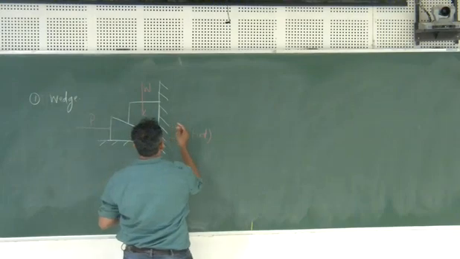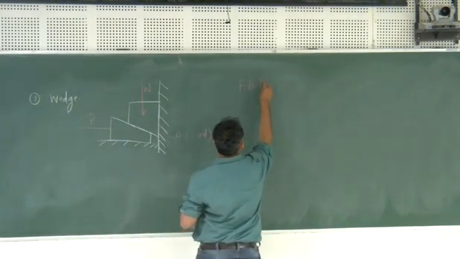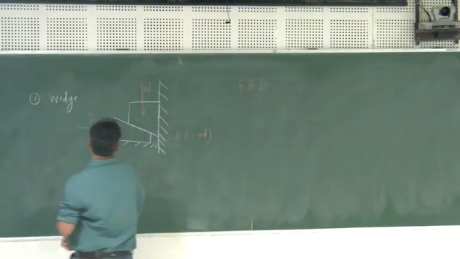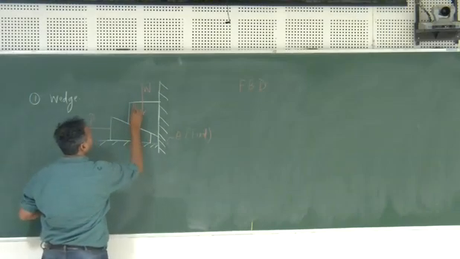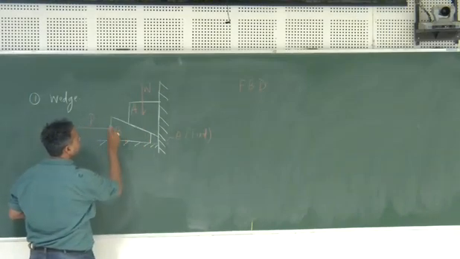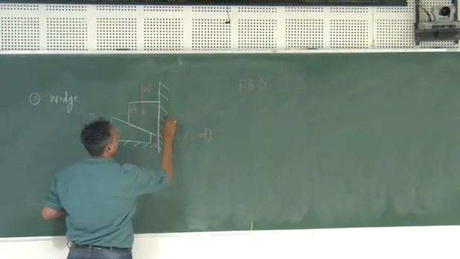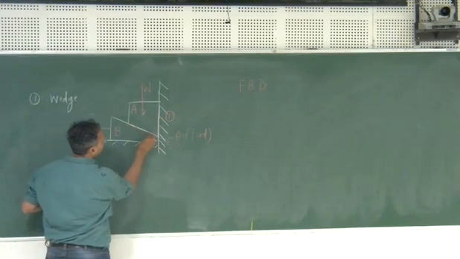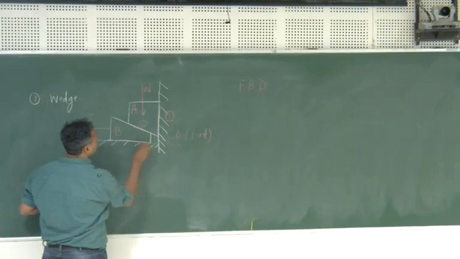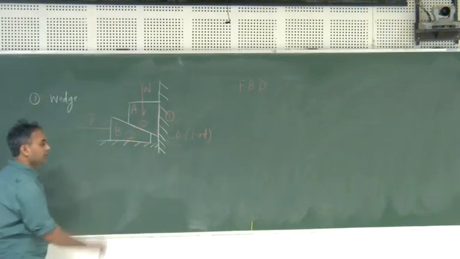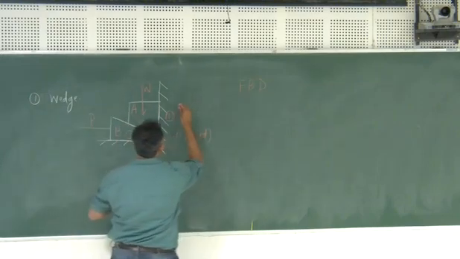So what we have to do is first draw the FBD. Before that, we also have to point out how many contact surfaces there are. Let us say this block is A and this wedge is B. This is one contact surface, we call it 1. This is the second contact surface, we call it 2. This is the third contact surface, we call it 3.